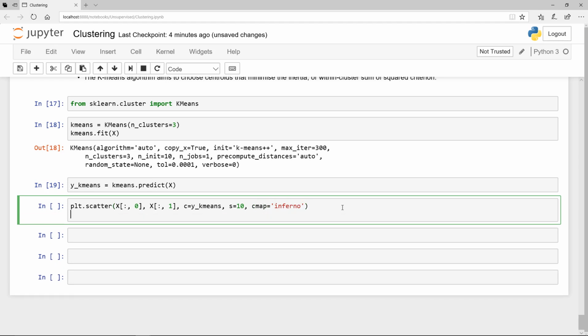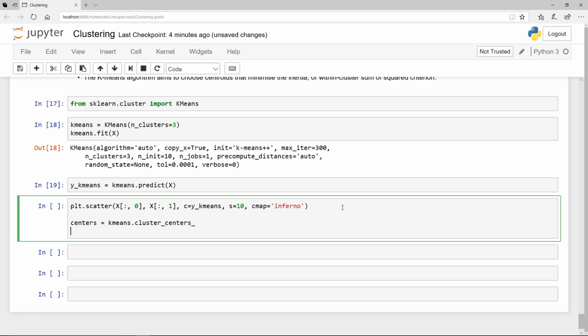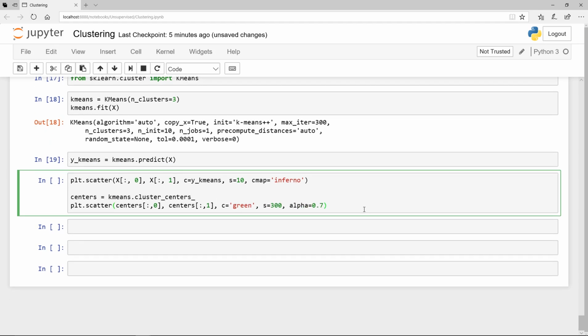There are many of these, so you have to look up Matplotlib for that. So centers is equal to kmeans.cluster_centers_, and plt.scatter of centers, 0, and centers, 1, and then we choose the centroid's color to be green, and finally we make it large, and finally alpha, which is the opaqueness, to 0.7.